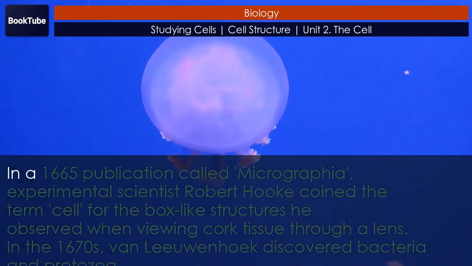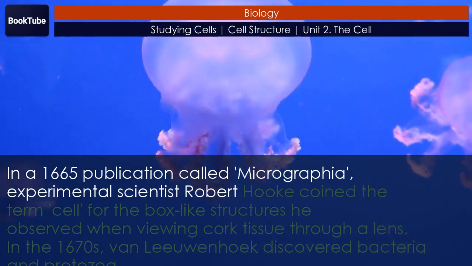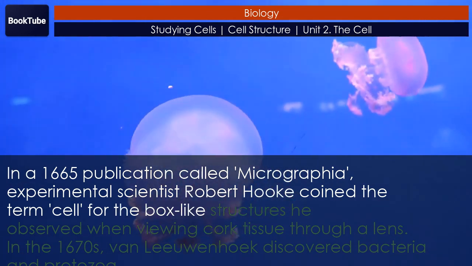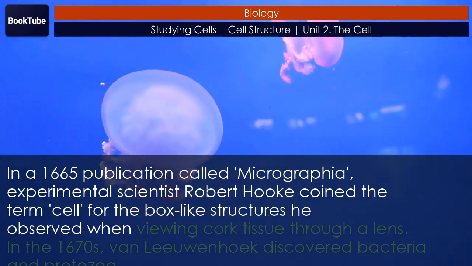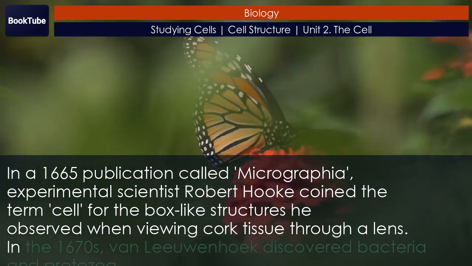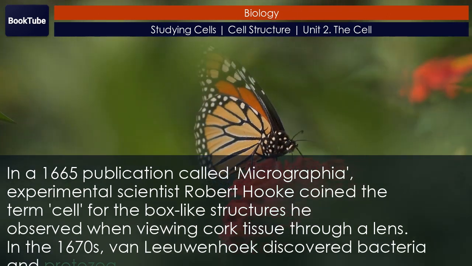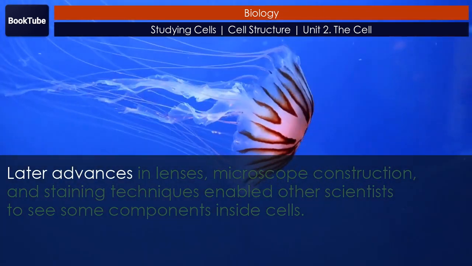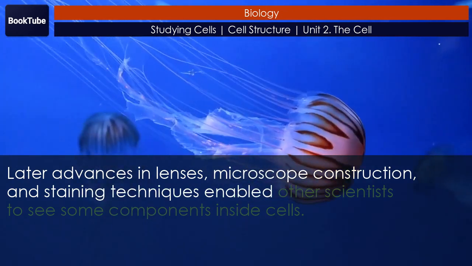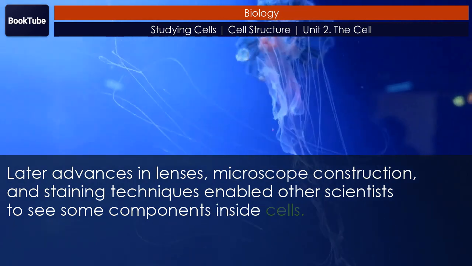In a 1665 publication called Micrographia, experimental scientist Robert Hooke coined the term cell for the box-like structures he observed when viewing cork tissue through a lens. In the 1670s, van Leeuwenhoek discovered bacteria and protozoa. Later advances in lenses, microscope construction, and staining techniques enabled other scientists to see some components inside cells.